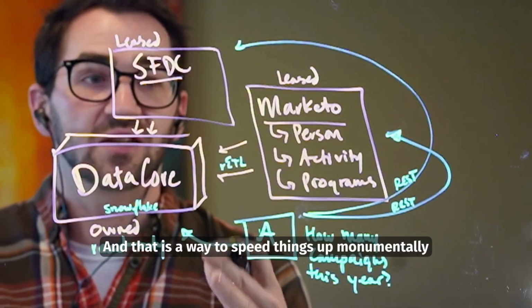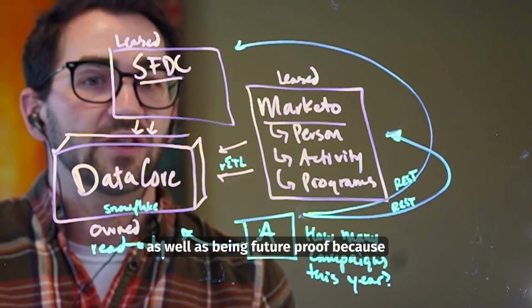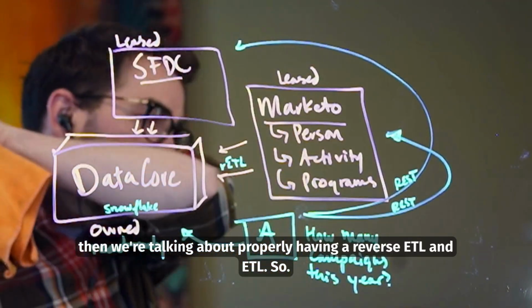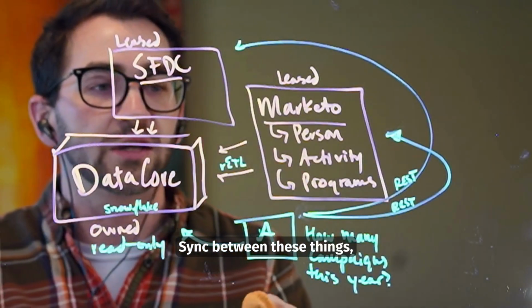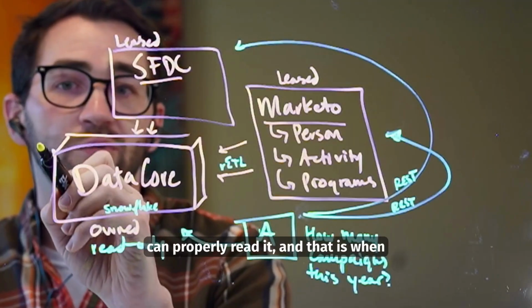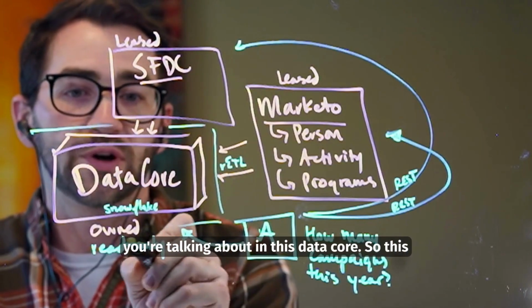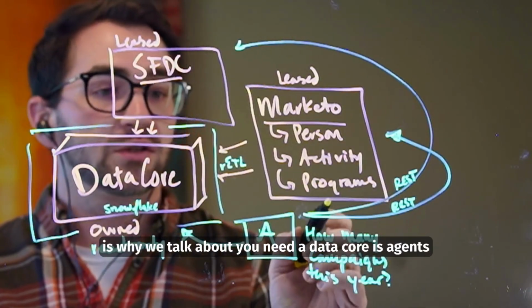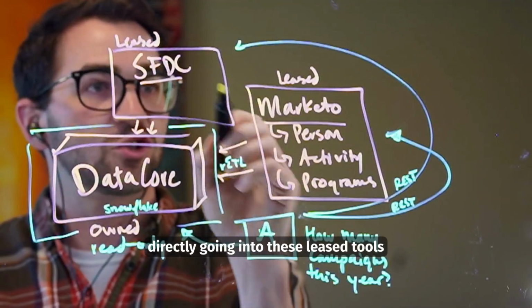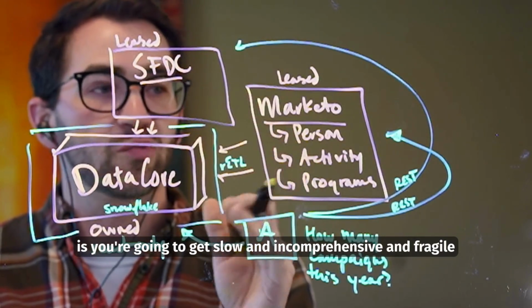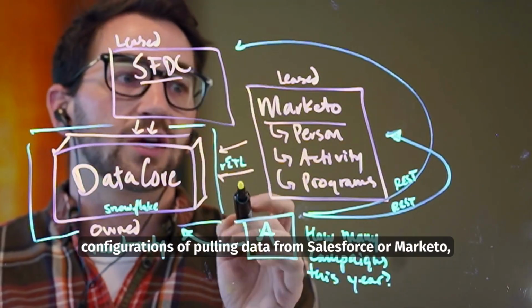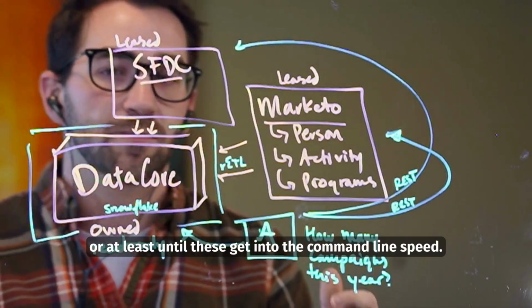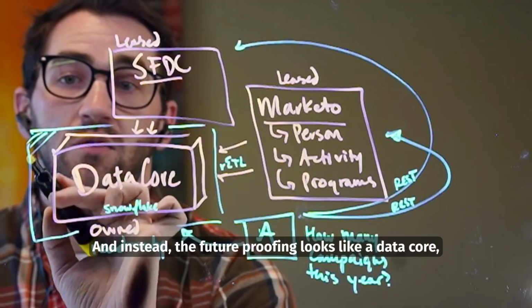That is a way to speed things up monumentally, as well as being future-proof, because we're talking about properly having a reverse ETL and ETL sync between these things. You want to get it into an area where you can properly read it, and that is the data core. So this is why we say you need a data core: agents going directly into these leased tools gives you slow, incomprehensive, and fragile configurations for pulling data from Salesforce or Marketo, at least until these get to command-line speed. Instead, the future-proofing looks like a data core.